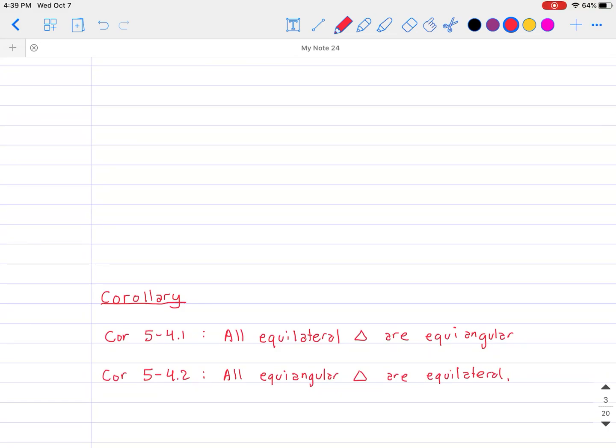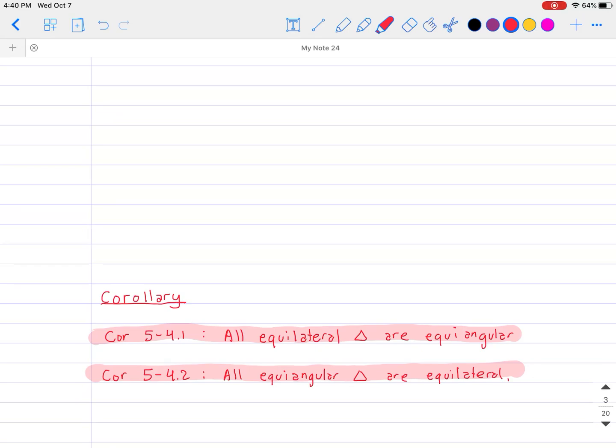The answer is yes. So those are what are known as the following corollaries. Corollary 5.4.1 states that, yes, if you have an equilateral triangle, it is equiangular. And then the next corollary says that if it's equiangular, then you have an equilateral triangle.